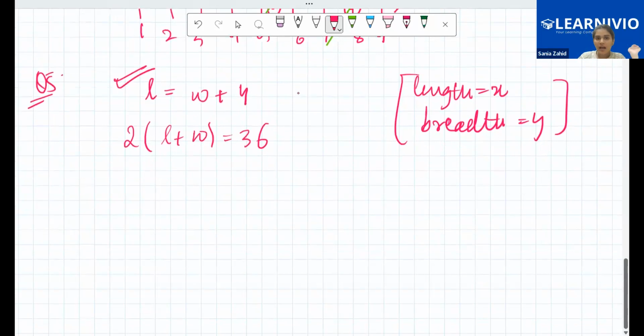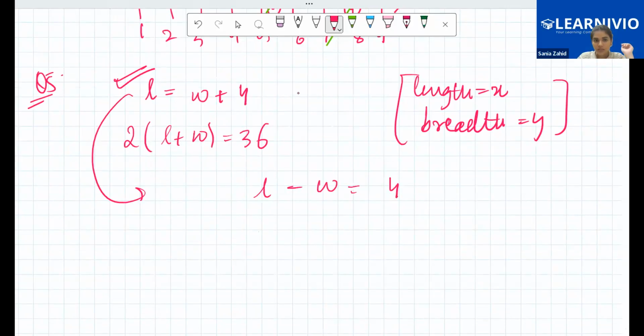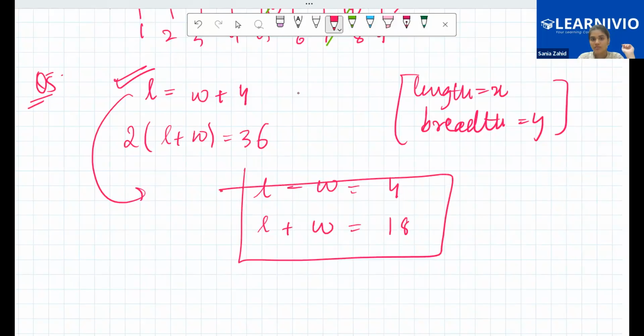Okay. So we have now, see, the general format was like all the things should be on the left hand side. So I have like L, this is my first equation. So this can be written as L minus W is equals to 4. And what does my second equation become? L plus W is equals to 18. Right? Now these are my equations.